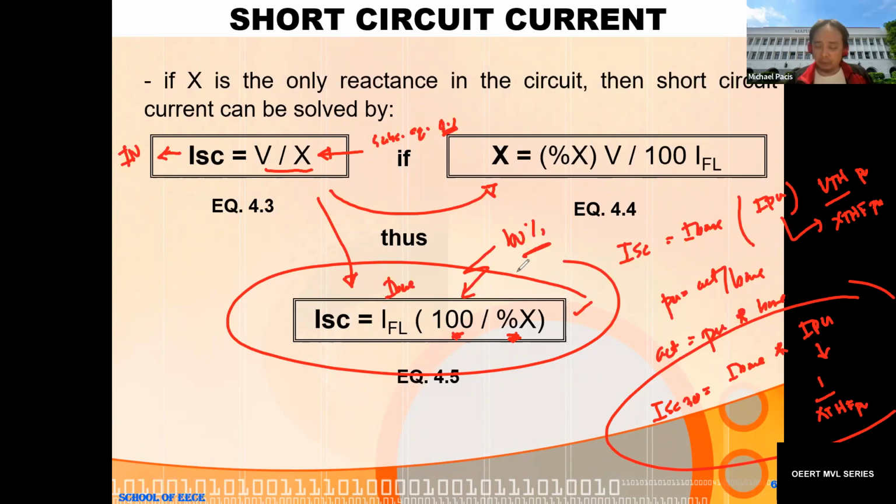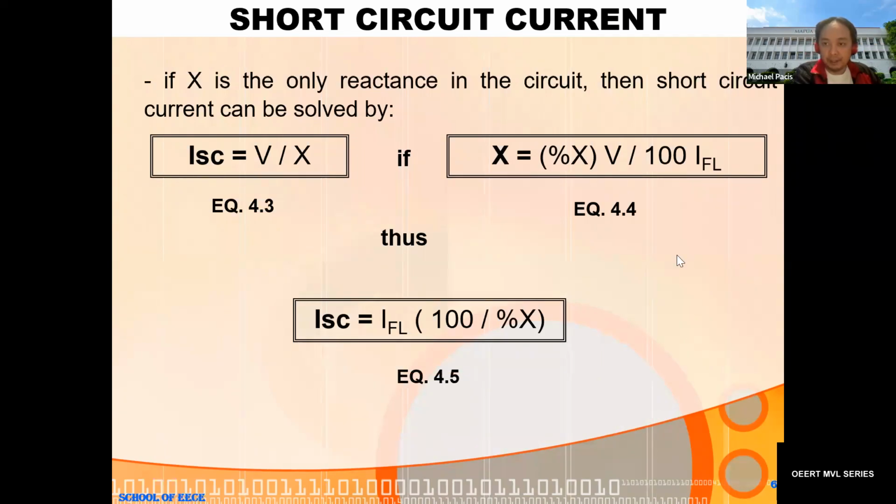The formula of the short circuit can be equation 4.5 or this equation that we developed here, 1 all over the Thevenin's reactance. Please take note, by the way, this is not always 100%, because that will depend on the pre-fault voltage itself, in per unit. Okay, let's move forward.